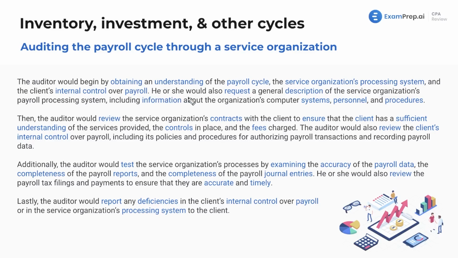Makes sense. He or she would also request a general description of the service organization's payroll processing system, including info about the organization's computer systems, personnel, and procedures. So yeah, we want to get as familiar as we can. Now, obviously, in the real world, this is pretty streamlined. Many companies get audited, and many companies that are getting audited use ADP. So ADP's got a pretty standard, streamlined process of getting these auditors the information they need.